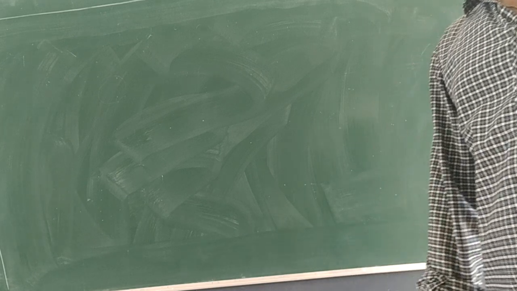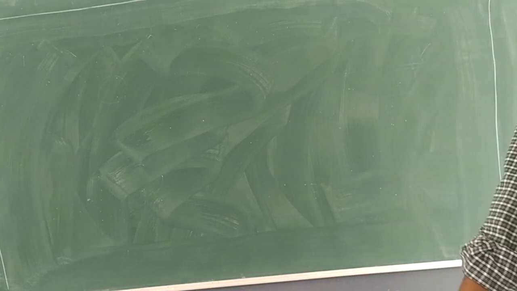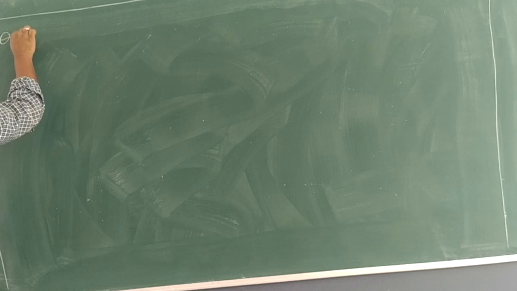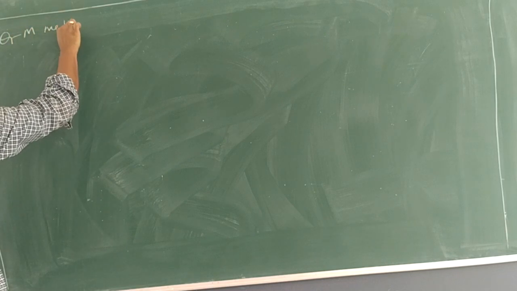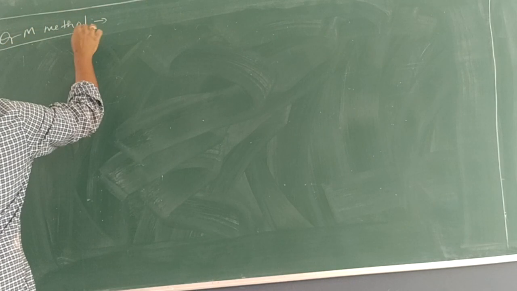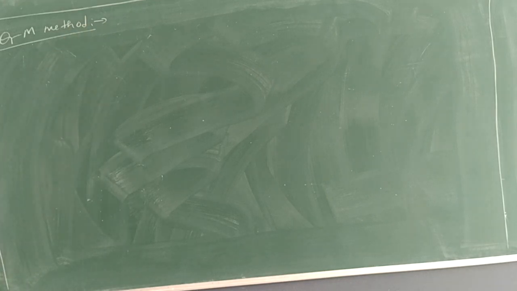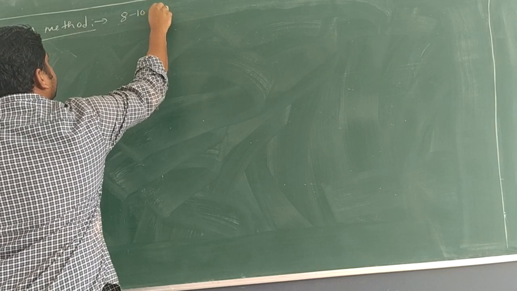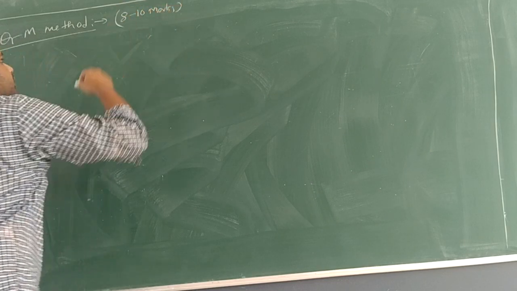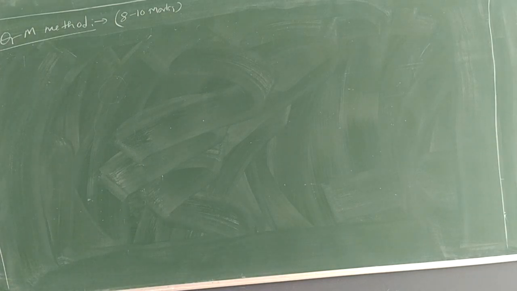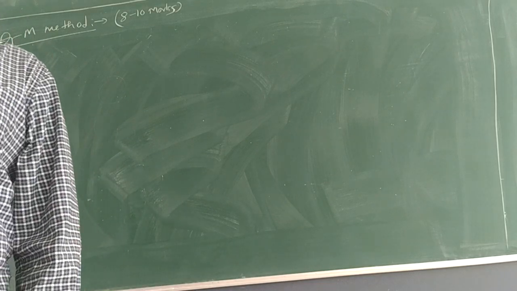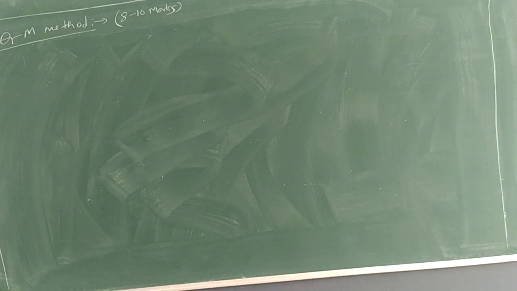Next concept, Quine-McCluskey method of simplification of digital functions. In short form, we call this the QM method. You can expect this question for 8 to 10 marks. It is an extended version of K-map simplification.